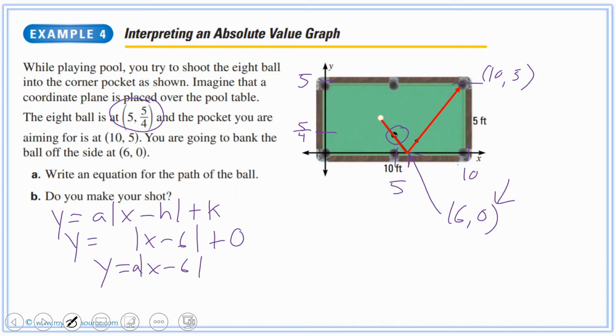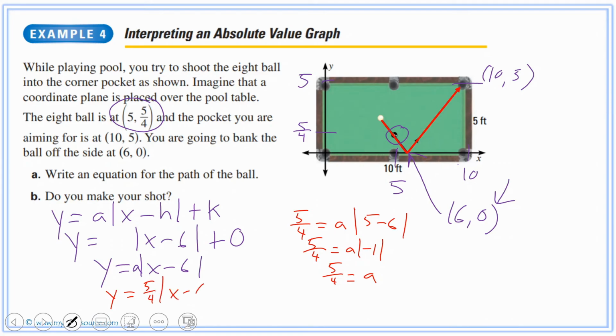We're going to have our y is 5 over 4 is equal to a, which we're looking for, times the quantity x, which is 5, 5 minus 6, no k. So that's 5 over 4 is equal to a. 5 minus 6 is -1, and the absolute value of -1 is just 1. So 5 over 4 is equal to a. All right, so we can rewrite this as y is equal to 5 over 4 times the absolute value of x minus 6. That's our function or equation of the path of the ball.